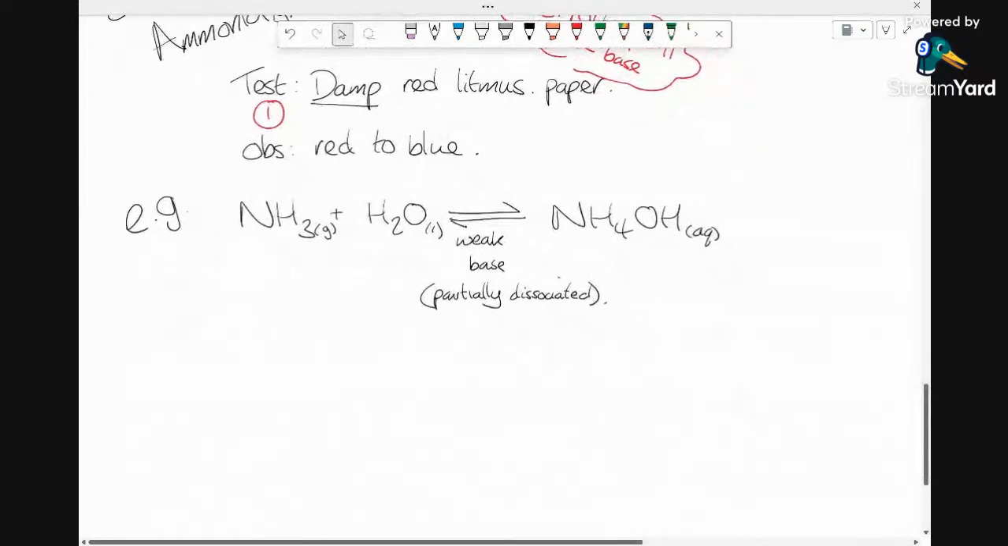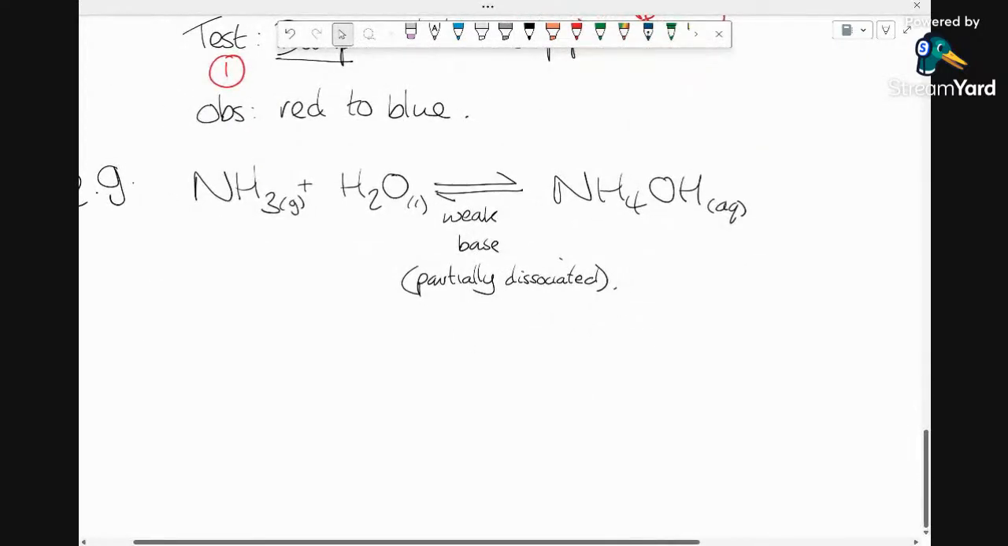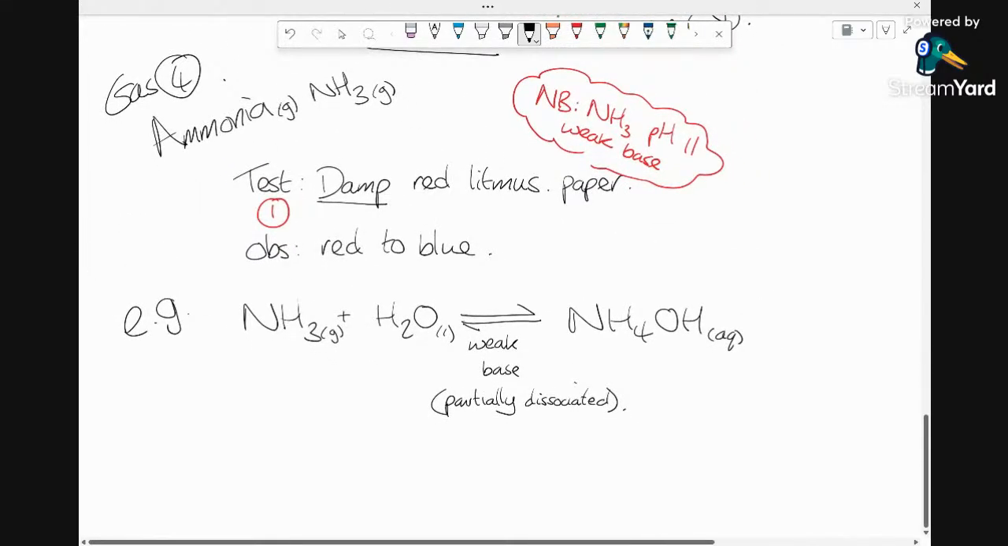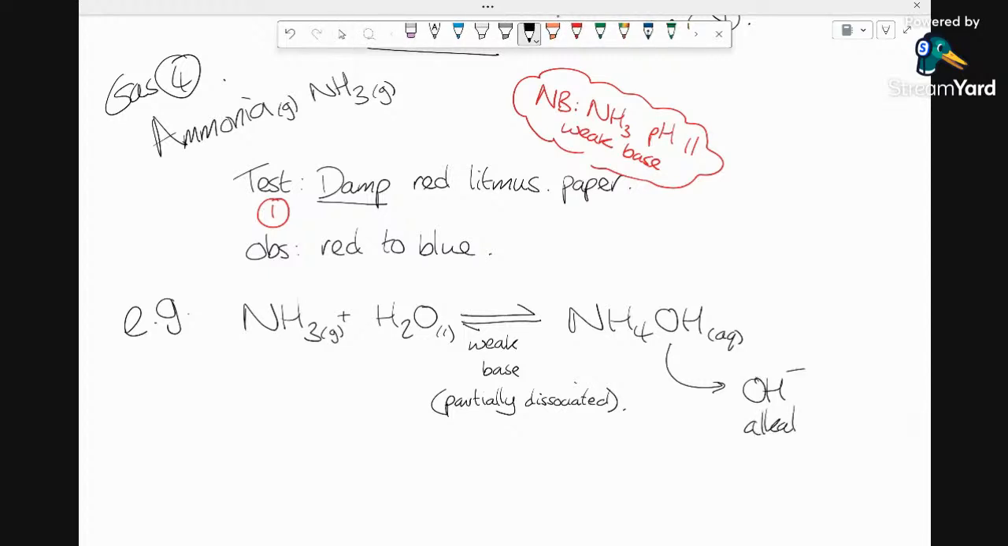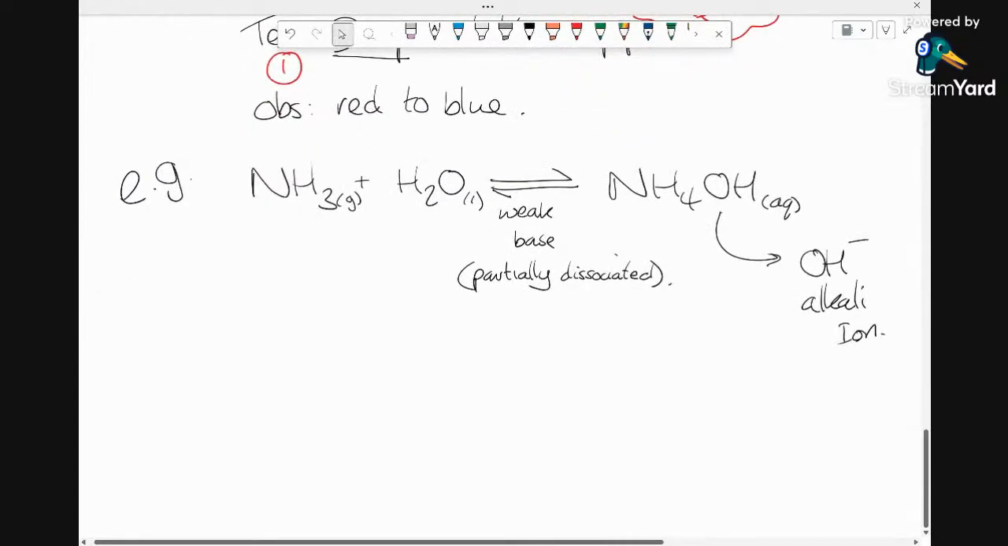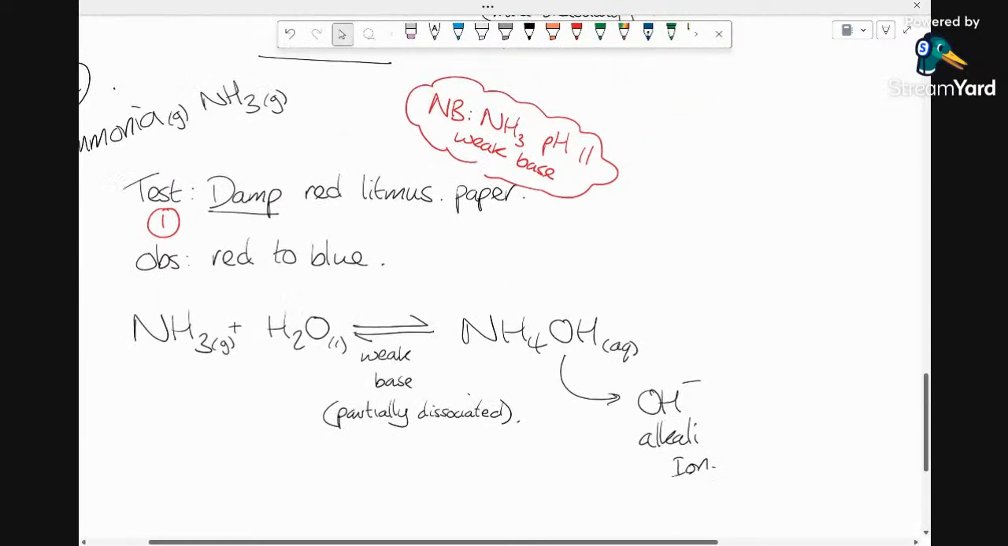And it's nice here to pick up: which ion is actually changing the litmus color? This is a nice nota bene here, which is the OH minus ion. The OH minus ion is the alkali ion. The ion that makes anything an alkali is OH minus, not the NH4 plus, be careful, sorry. So the OH minus ion is what makes an alkali an alkali. Nice nota bene appearing there.